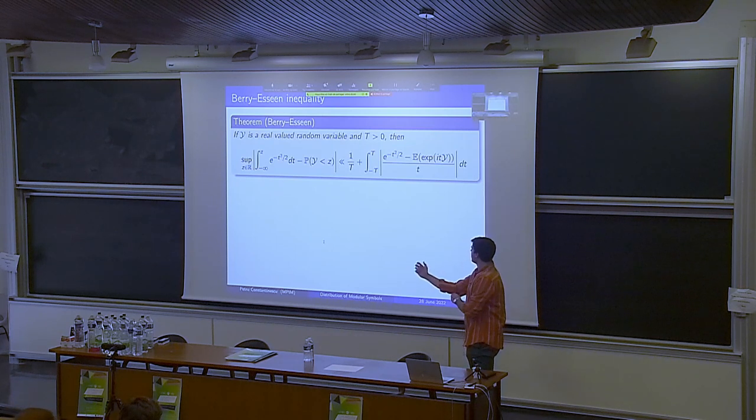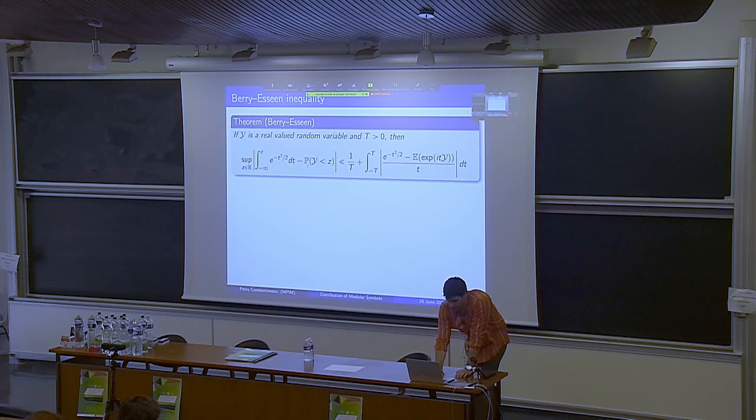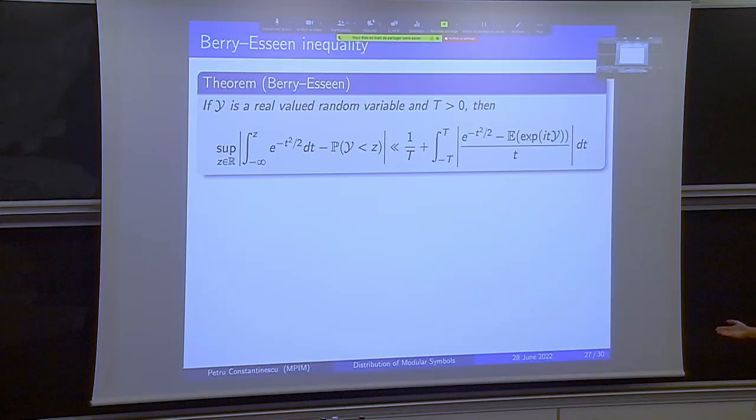So what is this? We want to show that the random variable Y converges to the normal distribution. The left-hand side is just a measure of how far we are from the normal distribution. On the right-hand side, we have the moment generating function of our random variable Y against the moment generating function of the normal distribution, and it's bounded by this integral. So in a very precise way, we can study the convergence to a normal distribution just by studying the moment generating function.